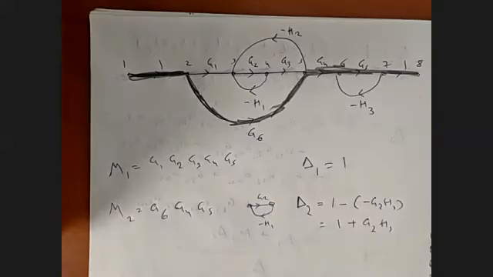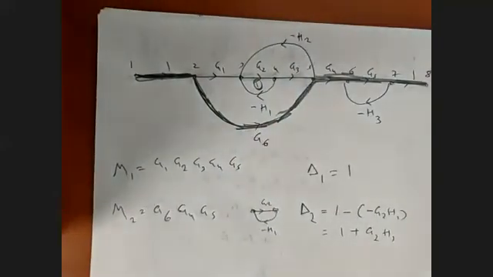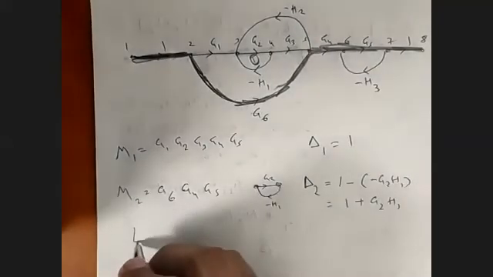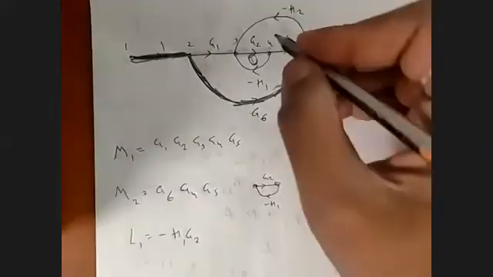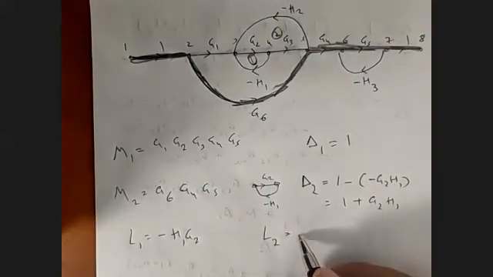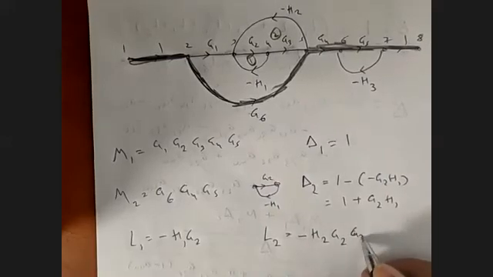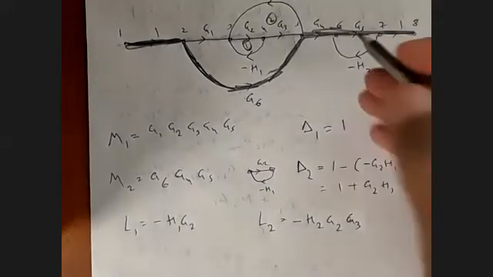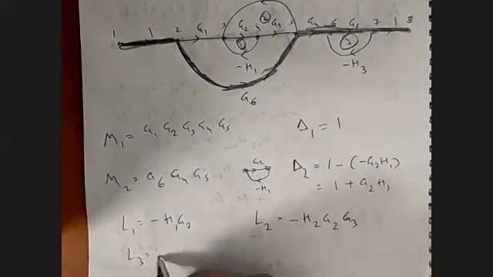Now I have to identify the number of loops. So the number of loops in this system, this is your first loop. L1 will be minus H1 G2. And the second loop is this, that is L2, that will be minus H2 G2 G3. And then my third loop is this, that is L3, that is minus H3 G5.